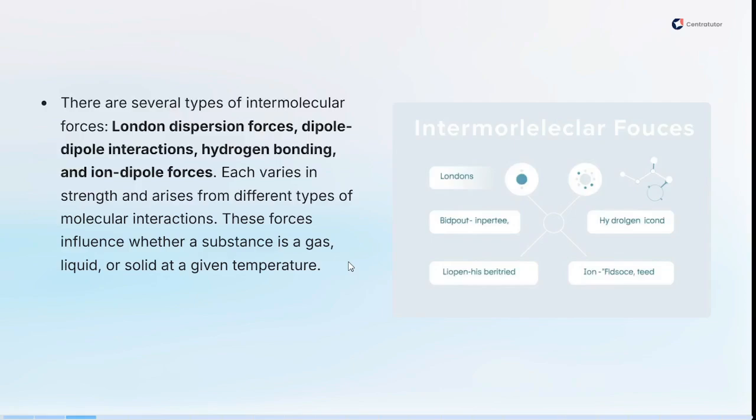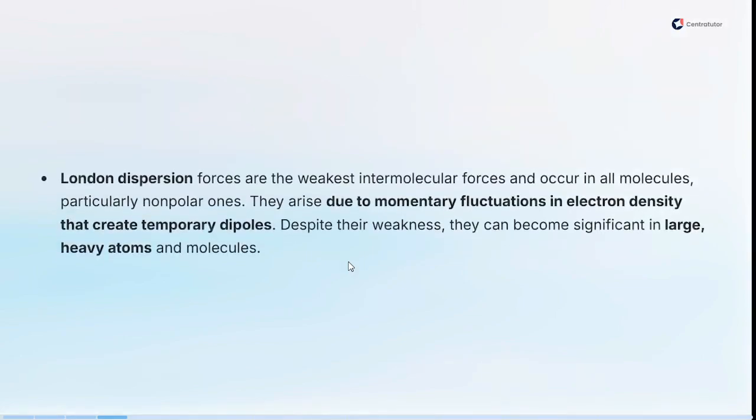So let's see. London dispersion forces. These are the weakest molecular forces, and they occur mostly in non-polar molecules. They arise due to momentary fluctuations in electron density that create temporary dipoles. They are not basically dipole forces, but they are formed as a result of temporary dipole creation in molecules where the electrons can move from one side of the molecule to another side.